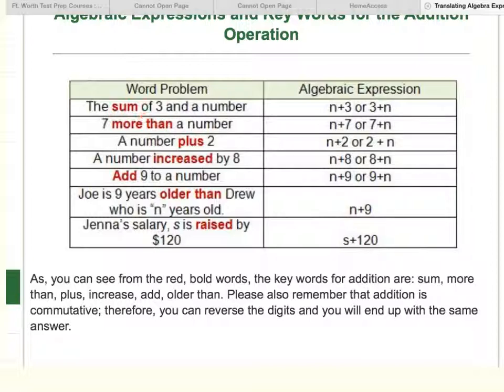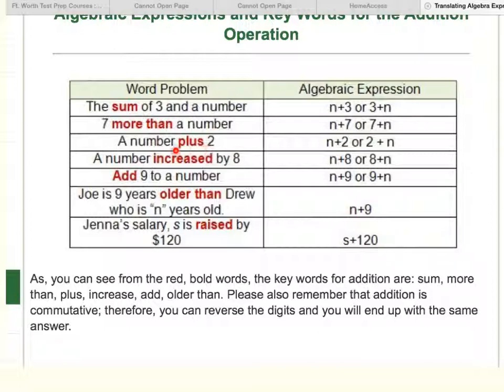So the sum of 3 and a number looks like this. You can write that as n plus 3 or 3 plus n. So 3 is written, and a number just means a variable. So anytime you see a number, that means you're going to write a letter for that. So let's look at this one. 7 more than a number is either n plus 7 or 7 plus n. Now notice that addition is commutative, so it doesn't matter the order that you write these.